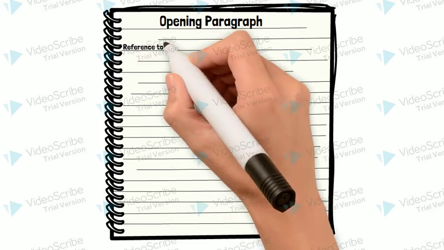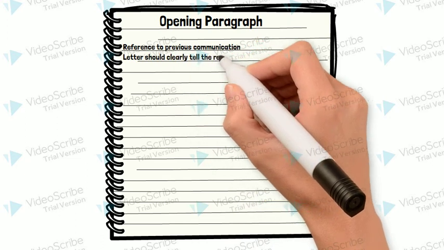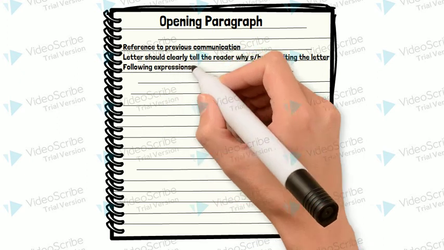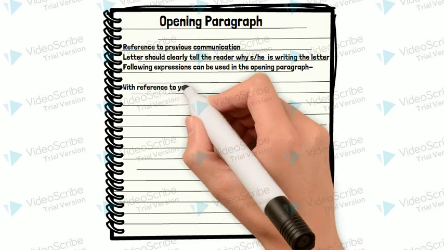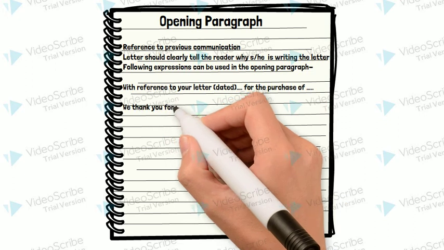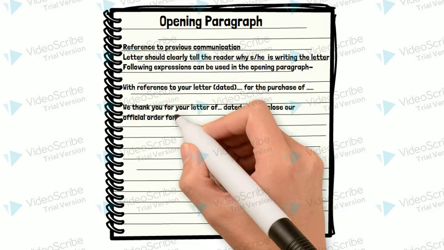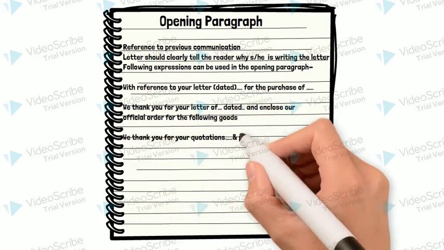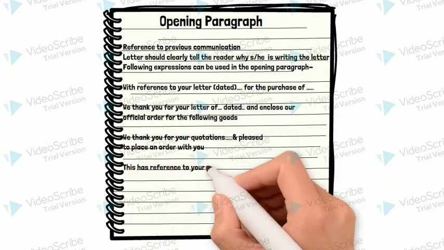We need to be wary as to how to begin such letters. So we can give a reference to the previous correspondence. These kind of letters should clearly tell the reader why he or she is writing the letter. And the following expressions can be used in the opening paragraph, like, with reference to your letter dated, for the purchase of this particular item, we thank you for your letter dated and enclose our official order for the following goods. We thank you for your quotations and are pleased to place an order with you.